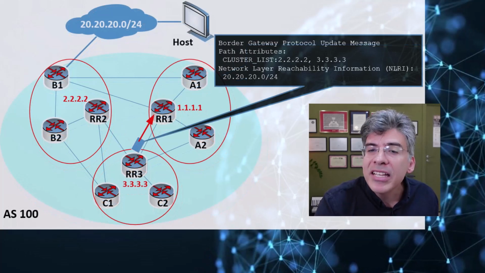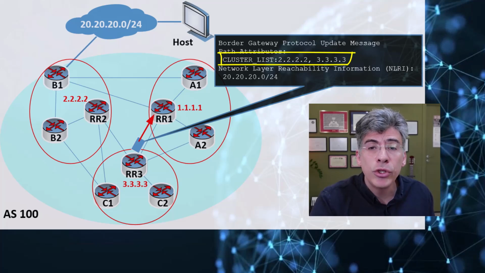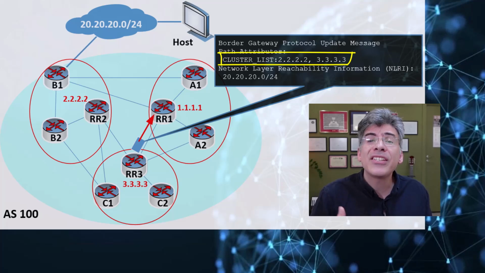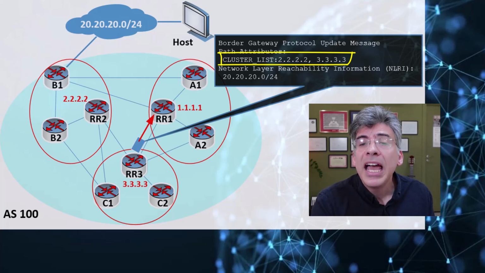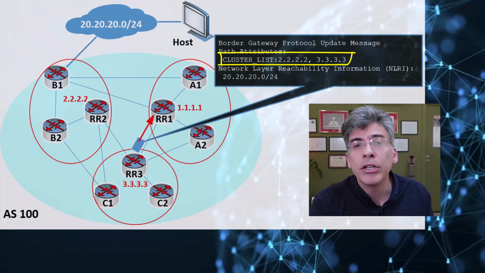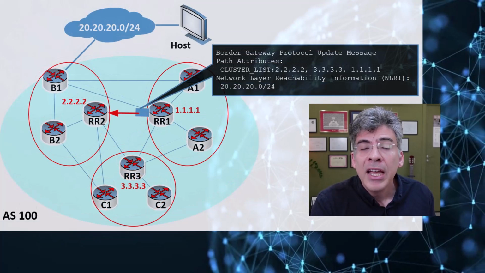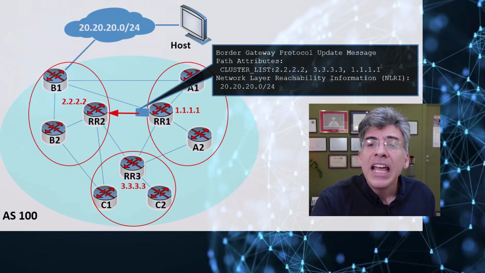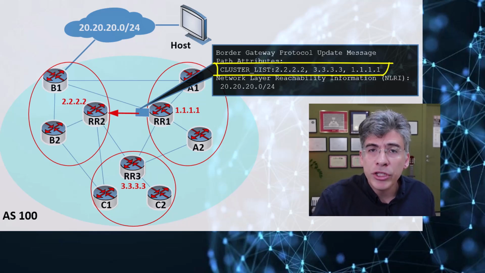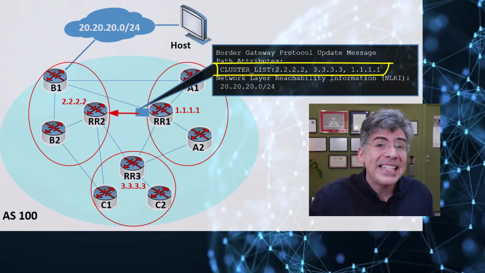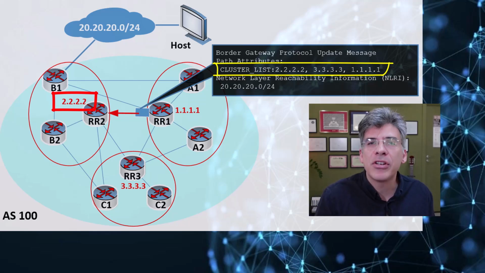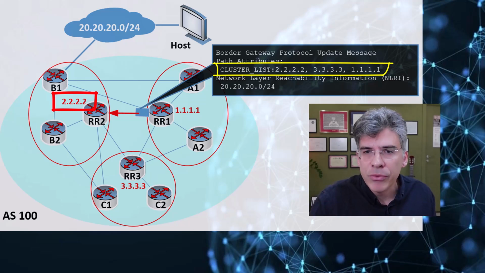Now RR1 reads the cluster list, which now contains 2.2.2.2 as well as 3.3.3.3, and it sees that its own cluster ID is not in the list. So it then processes the update and adds its own cluster ID to that cluster list and forwards it on to RR2. Now RR2 receives the BGP update, it reads the cluster list of 2.2.2.2, 3.3.3.3, and 1.1.1.1, and it sees its own cluster ID in that cluster list. Therefore, it discards the route.